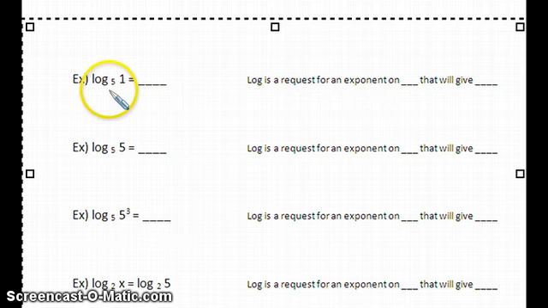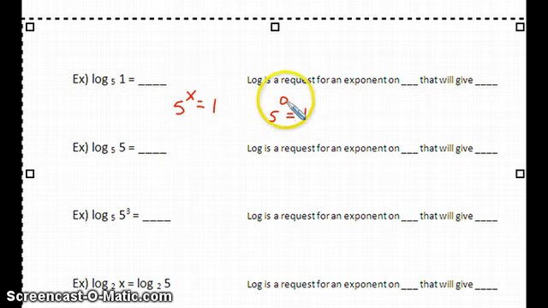Next problem says log base 5 of 1 equals what? So 5 raised to some power has to give me 1. Right away I know I'm not going to be able to make my bases the same. This is a base of 5 and this is a base of 1. But I do know there's a special rule out there. It's called the 0 power rule. It says when you raise anything to the 0 power, you get 1. So the 0 power rule tells me that my exponent here should be 0. 5 to the 0 power is actually 1, so my answer is 0.